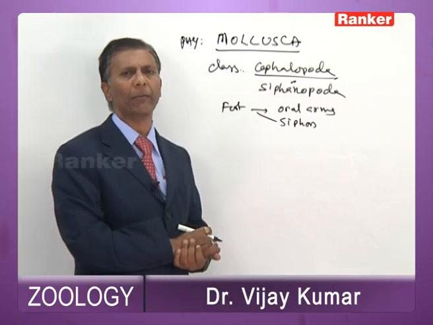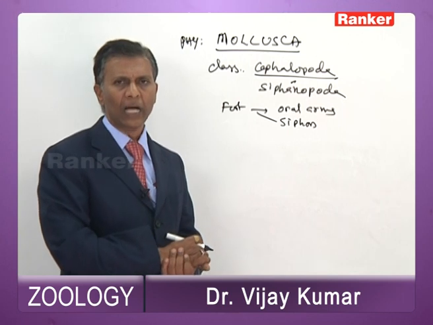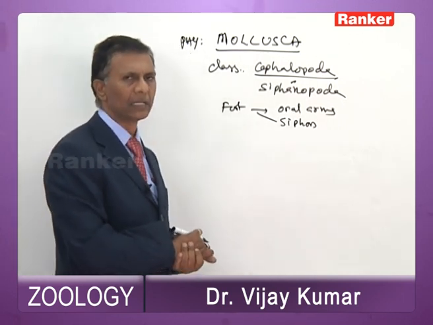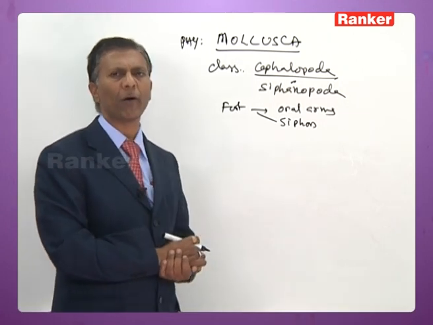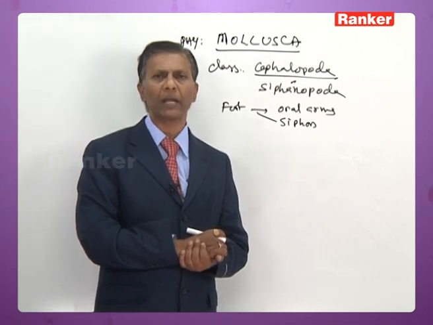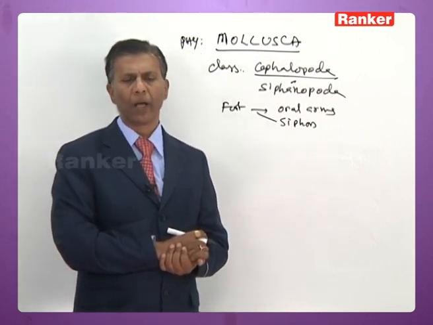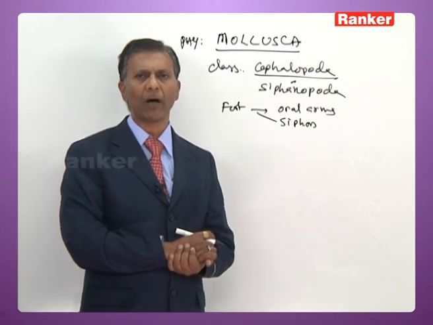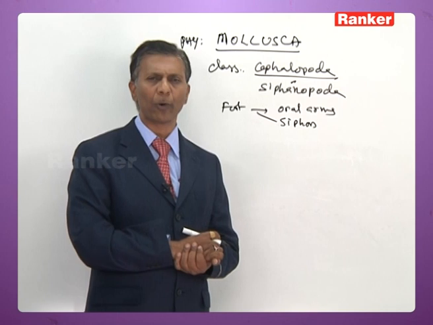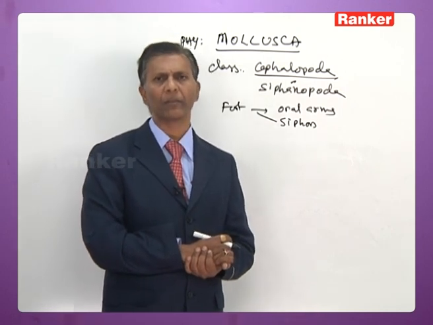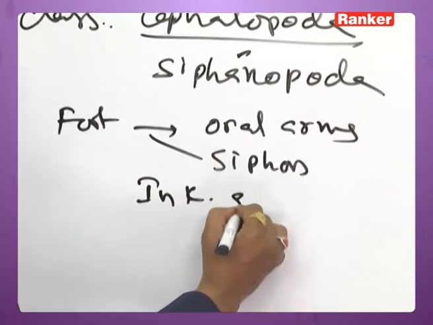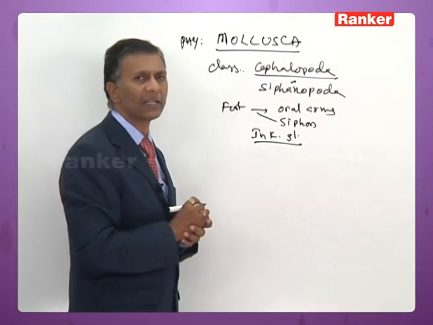Head is distinct in them with distinct eyes. Eyes of Cephalopoda are said to be similar to those of vertebrates. Cephalopoda is the only group of Mollusca with a closed blood vascular system. Respiratory pigment is hemocyanin. Heart has either one pair of auricles or two pairs of auricles. Respiration takes place by ctenidia. Some cephalopods have an ink gland as an organ of offense and defense.